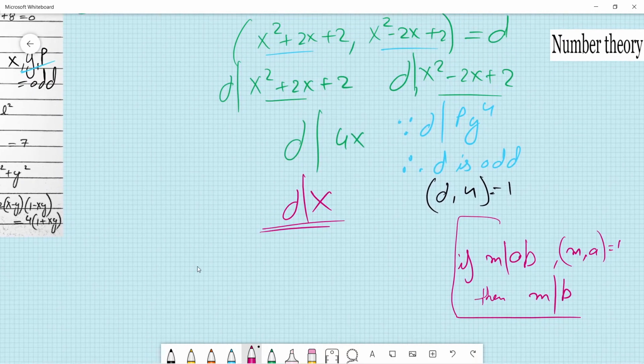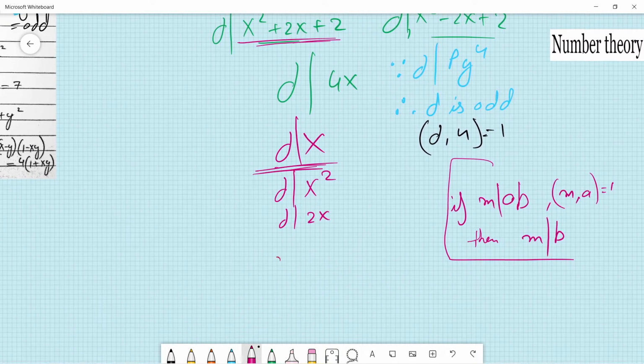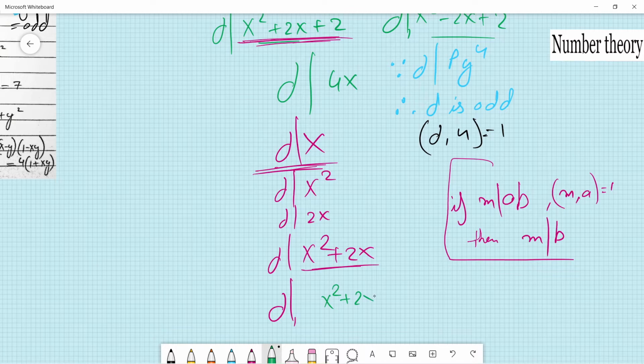Okay, now since d divides x and d divides this whole term, d will also divide x square, and d will also divide 2x. So d will divide their addition, x square plus 2x, and d also will divide the subtraction of this term and this term. Let's write it quickly here, minus x square minus 2x. From here we get d divides 2.